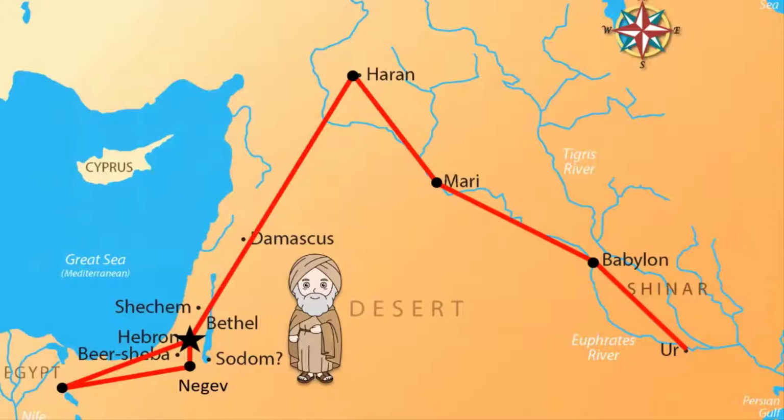So when they leave from Egypt, they return back to Negev and then slowly make their way back up to Hebron.